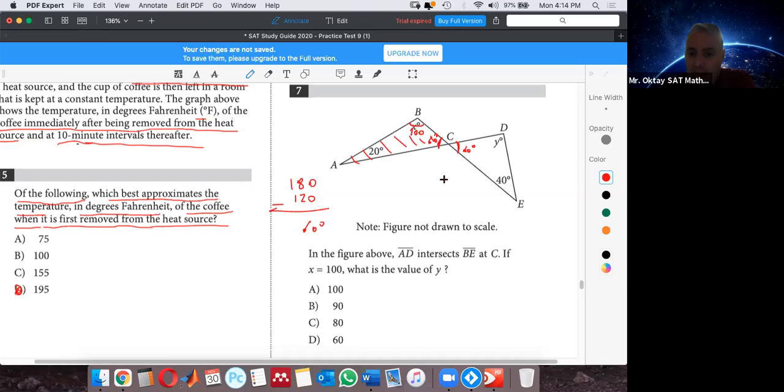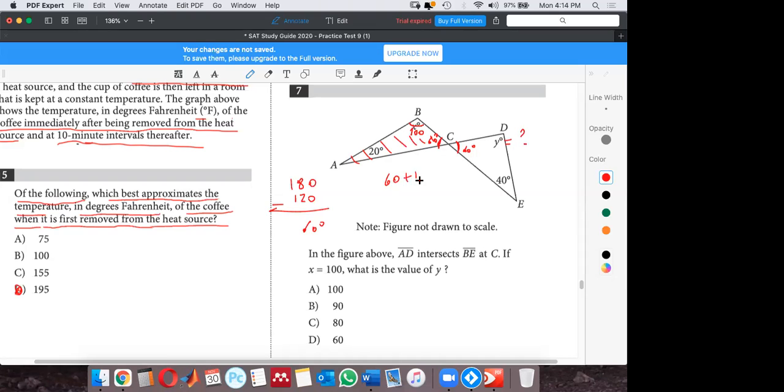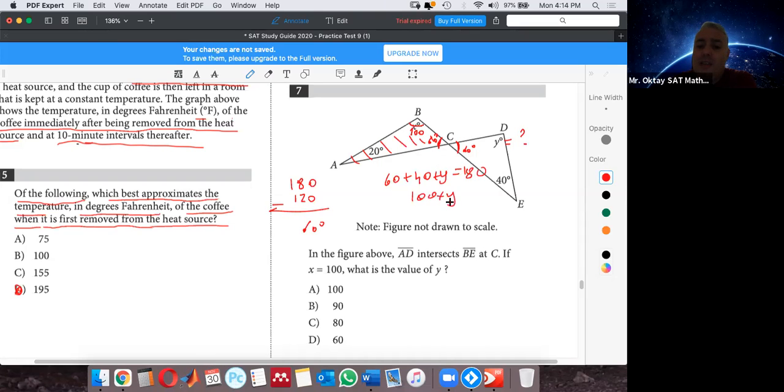Yes. So, the question, what is y? So 60 plus 40 plus y is 180. So 100 plus y is 180. It's clear that it is 80. The answer is C. Okay?